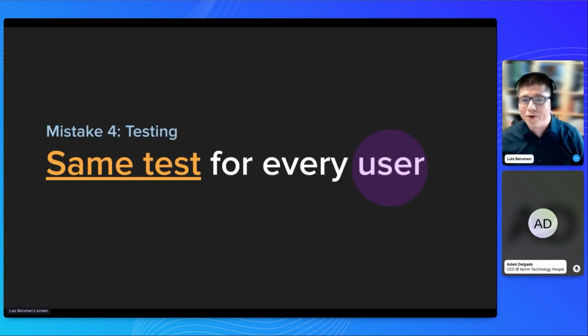Another thing that happens as our mistake number 4 is that we use the same test for every user. And I can understand that, right? Because if we have, let's say, a scientific approach, we want to have standardized users, so we don't have errors of replication. You don't want to have one test that is not comparable to other tests.